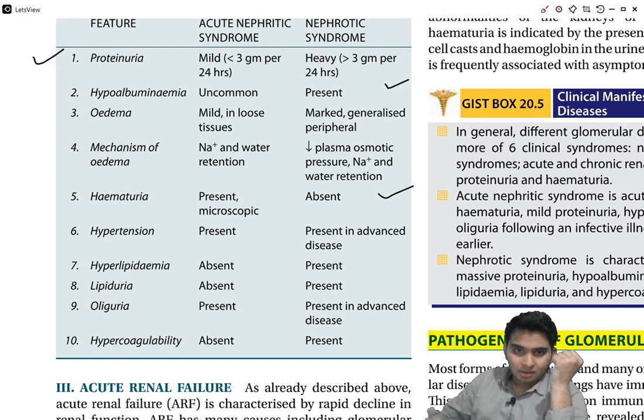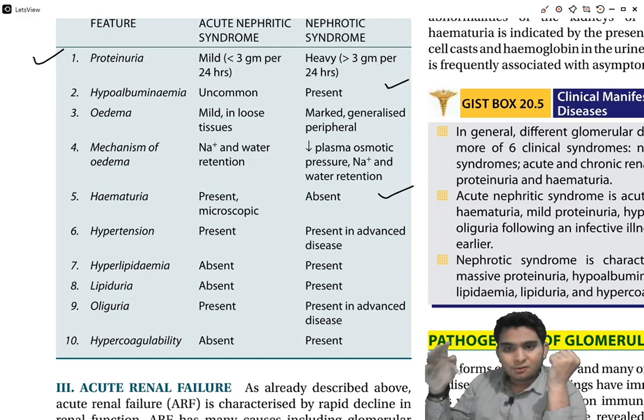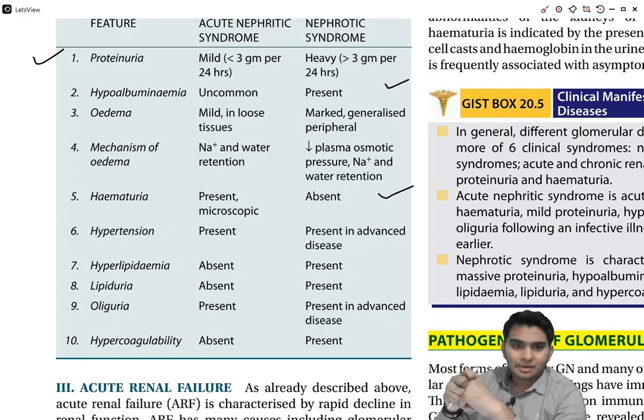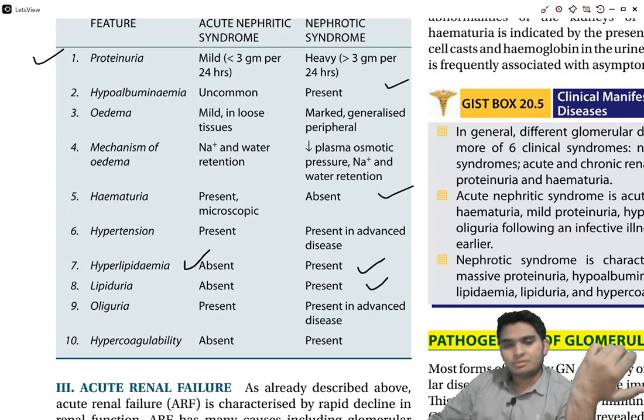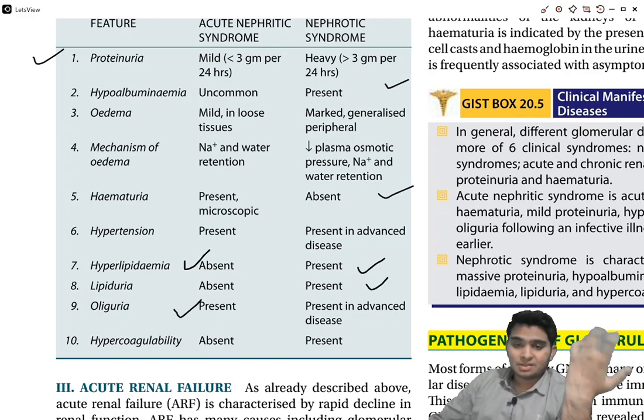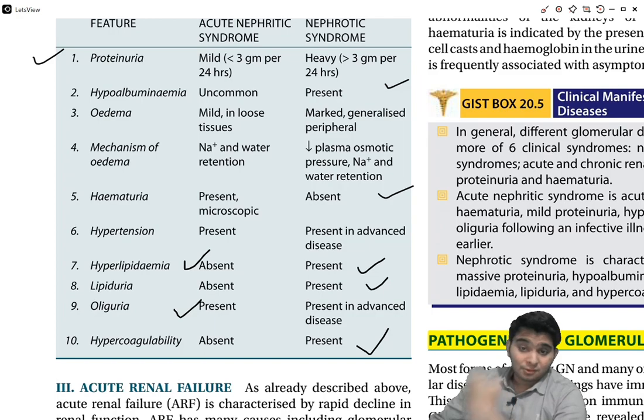Hypertension is present mainly in the acute nephritic syndrome, but in nephrotic syndrome it can be present in advanced disease. Hyperlipidemia is absent in the nephritic syndrome, while present in the nephrotic syndrome. Lipiduria is present in the nephrotic syndrome. Oliguria is present in the nephritic syndrome, and hypercoagulability is present in the nephrotic syndrome. So this is the difference between the nephritic syndrome versus nephrotic syndrome.